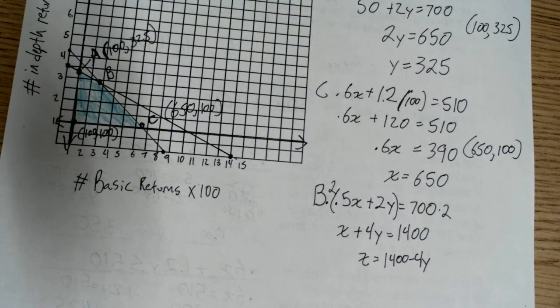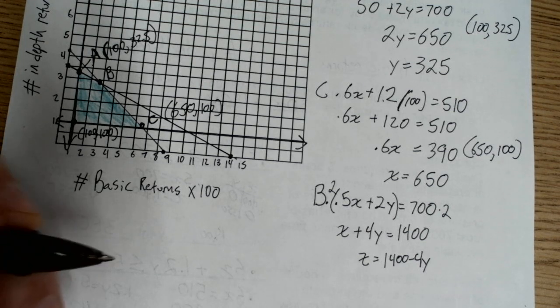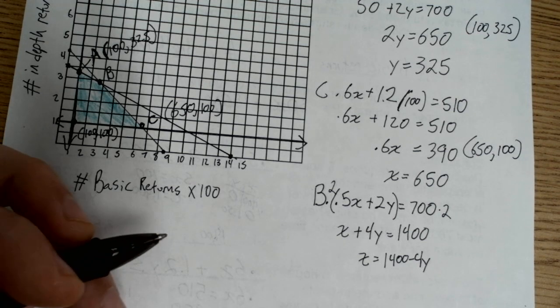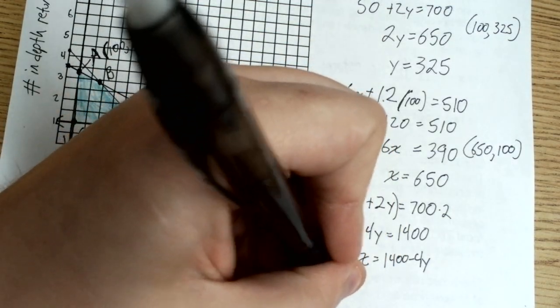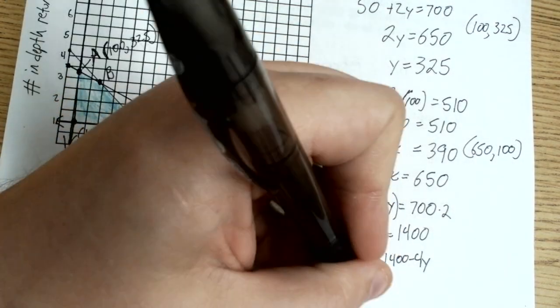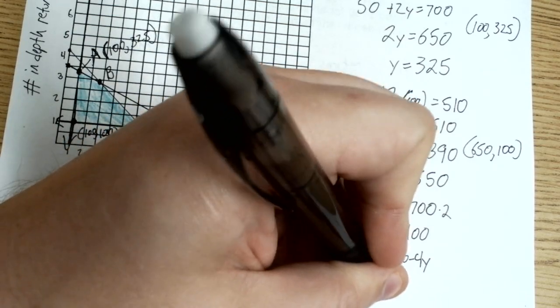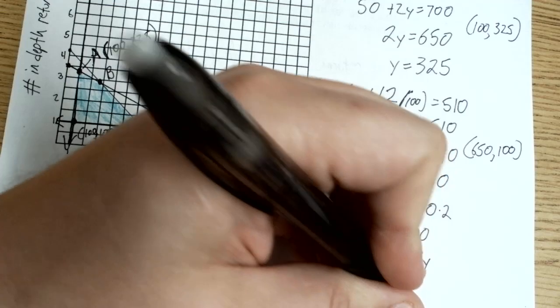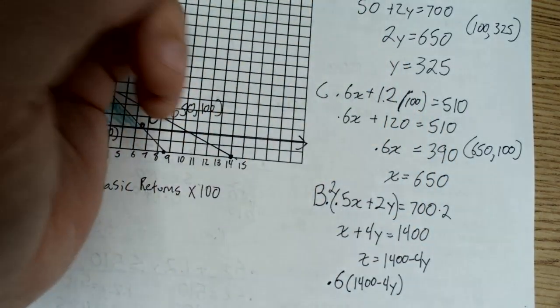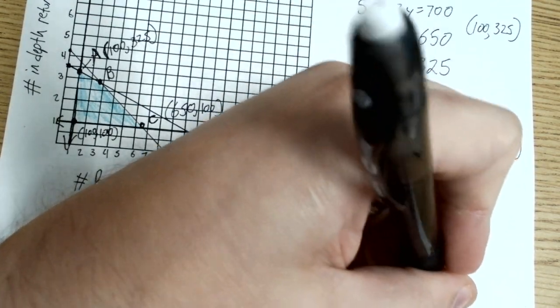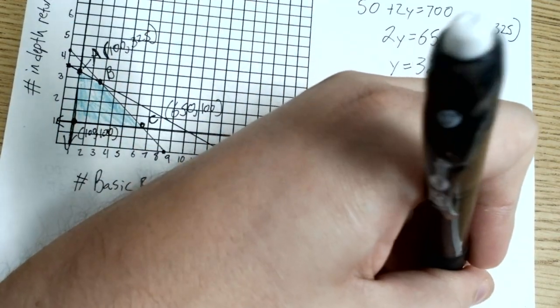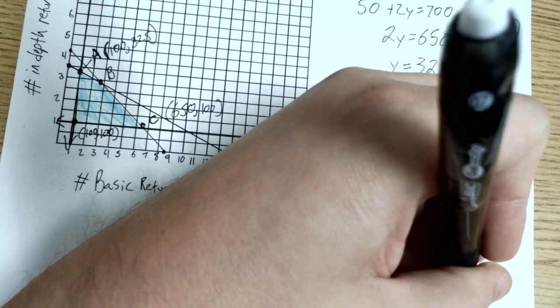So what I can do now is I'm going to take that other equation and put that in for x. So that means I'm going to do 0.6, and then for that I'll do, instead of x, I'm putting 1400 minus 4y, plus 1.2y equals my 510.